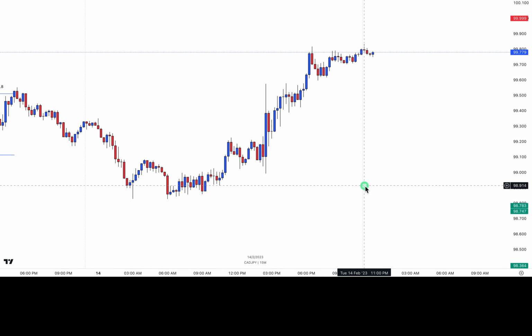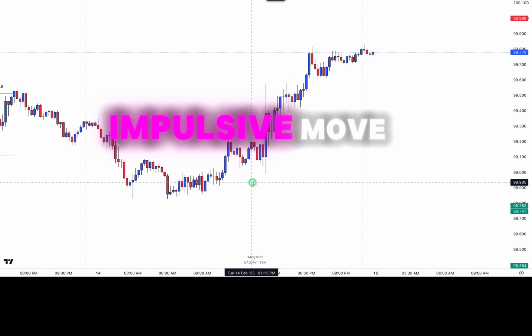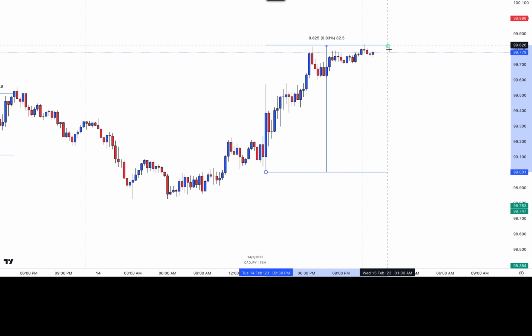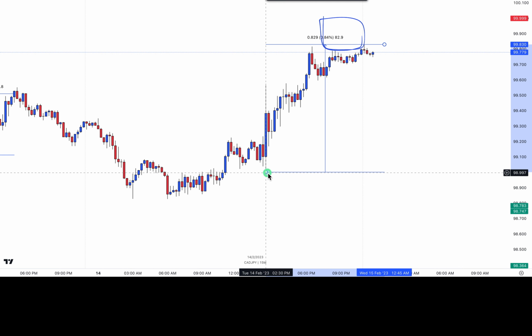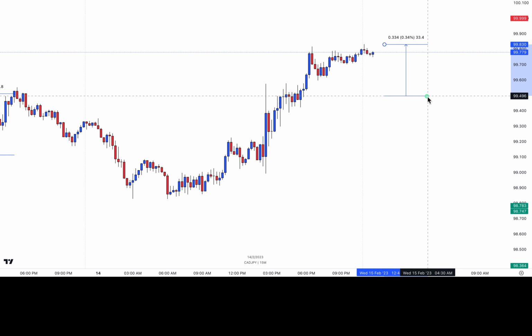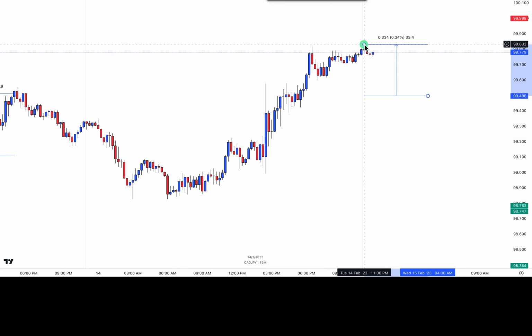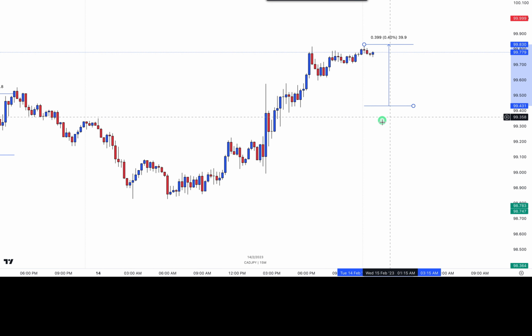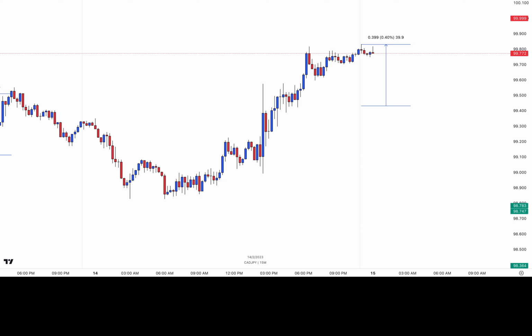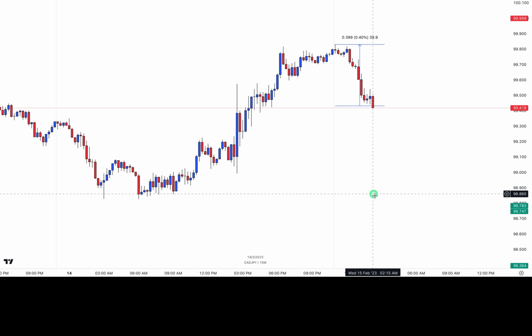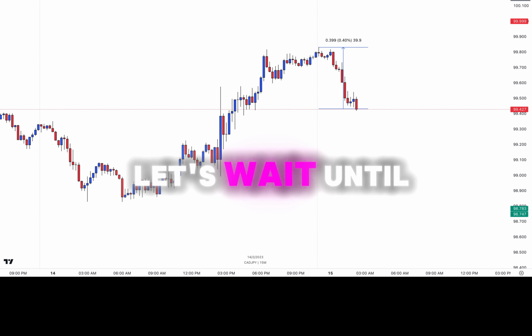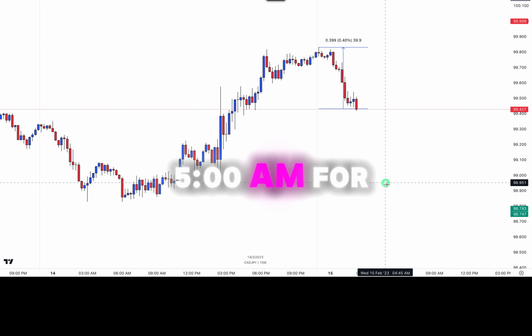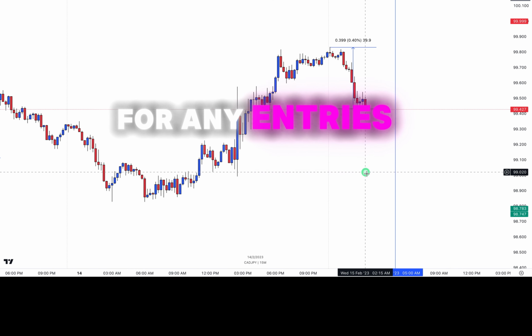Like I said before, what you always do first in the M15, you measure your impulsive move. The impulsive move here, you can see it's more than 45 pips. What that means is that you wait for your 40 pips retracement first before you look for any entry. So here, let's see 40 pips. Yeah, 40 pips is approximately there. Okay, you can see here this is already 40 pips. Let's wait until this gets to 5 a.m. for us to look for any entries on this day.